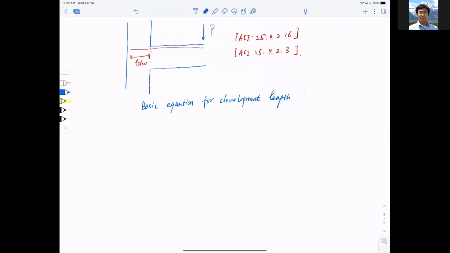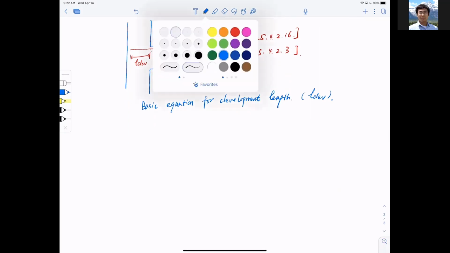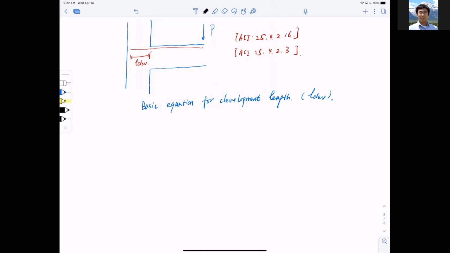Okay, so there are simplified versions of it, but today let's first take a look at the basic one. What does this basic equation look like? Let me show you. If you look at the ACI code, ACI asks how much I need to embed my bar into the concrete to develop the yield stress. That was the question.